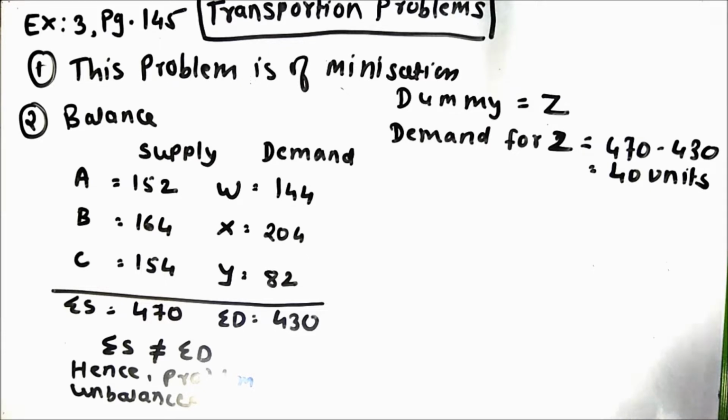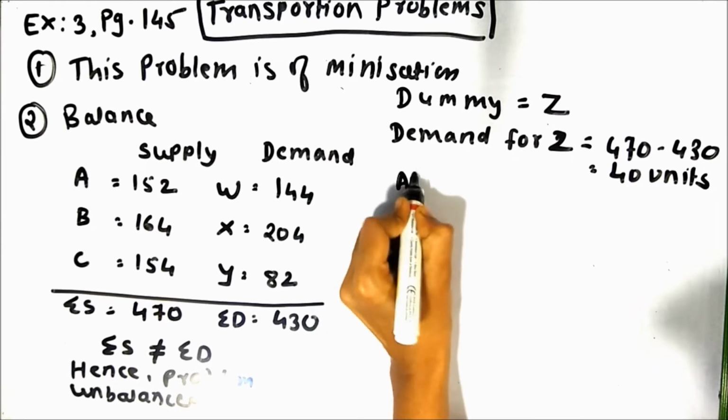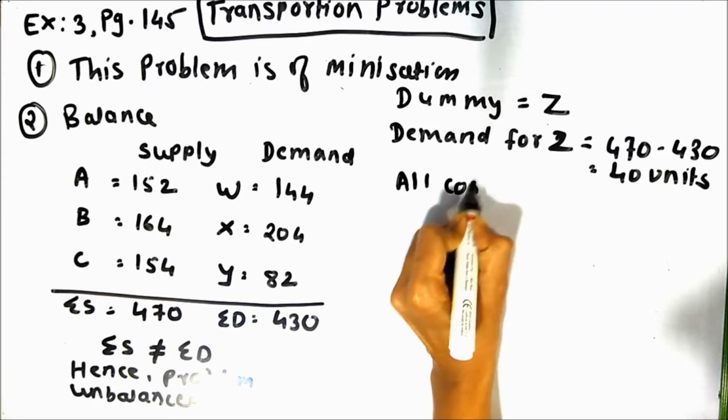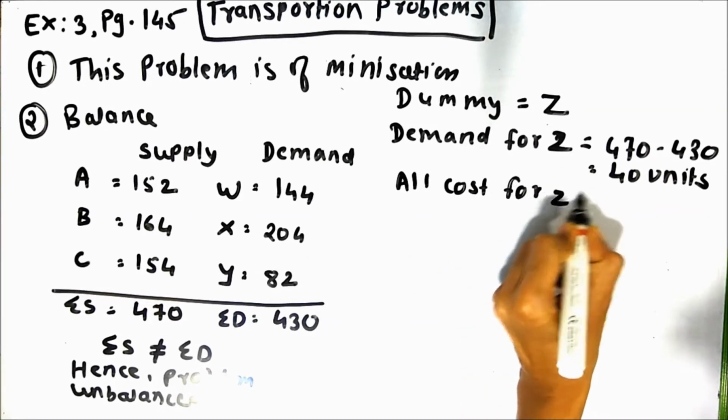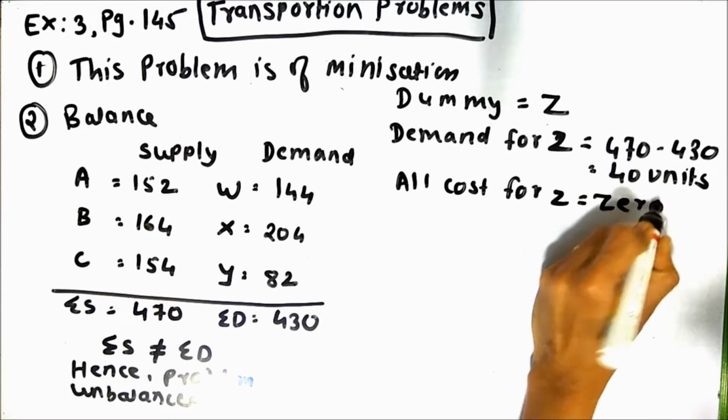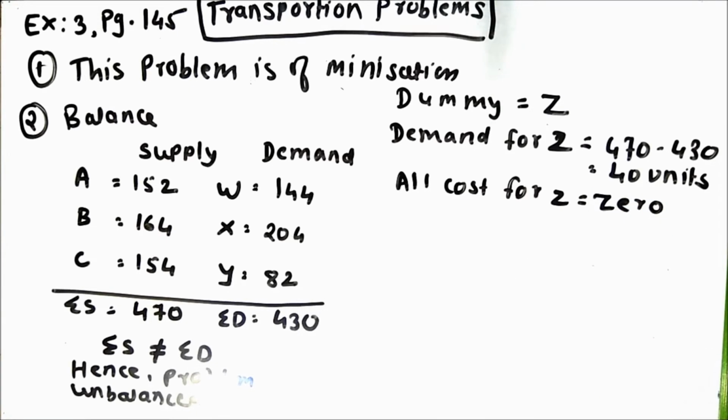Now we have considered the dummy, but we need to consider the cost of the dummy as well. So we'll be writing the cost for Z, which is the dummy, as 0. As it is an assumption, the cost of it will be 0. Now let me draw the transportation table.